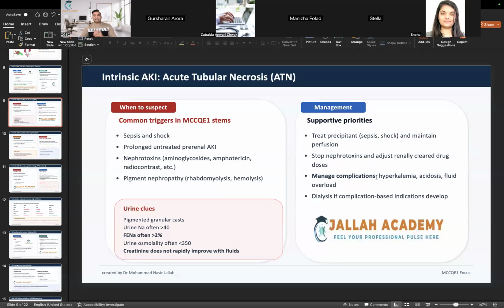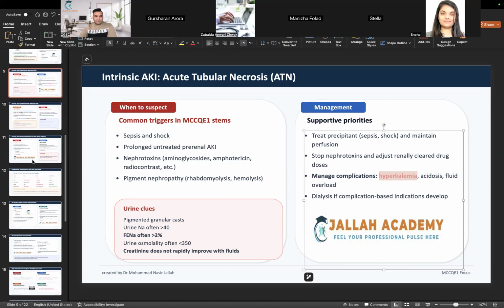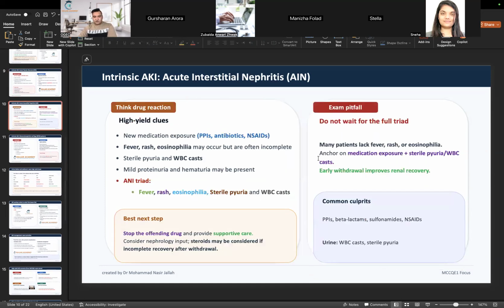Most important thing that we need to know in acute kidney injury is hyperkalemia, acidosis, and fluid overload. All of them are important, but the most commonly tested complication is hyperkalemia. They love to test you on this one. Okay? And dialysis if a complication-based indication develops. Usually, yeah, okay, so I'm not going to bombard you with too much information. I'm trying to make it concise.